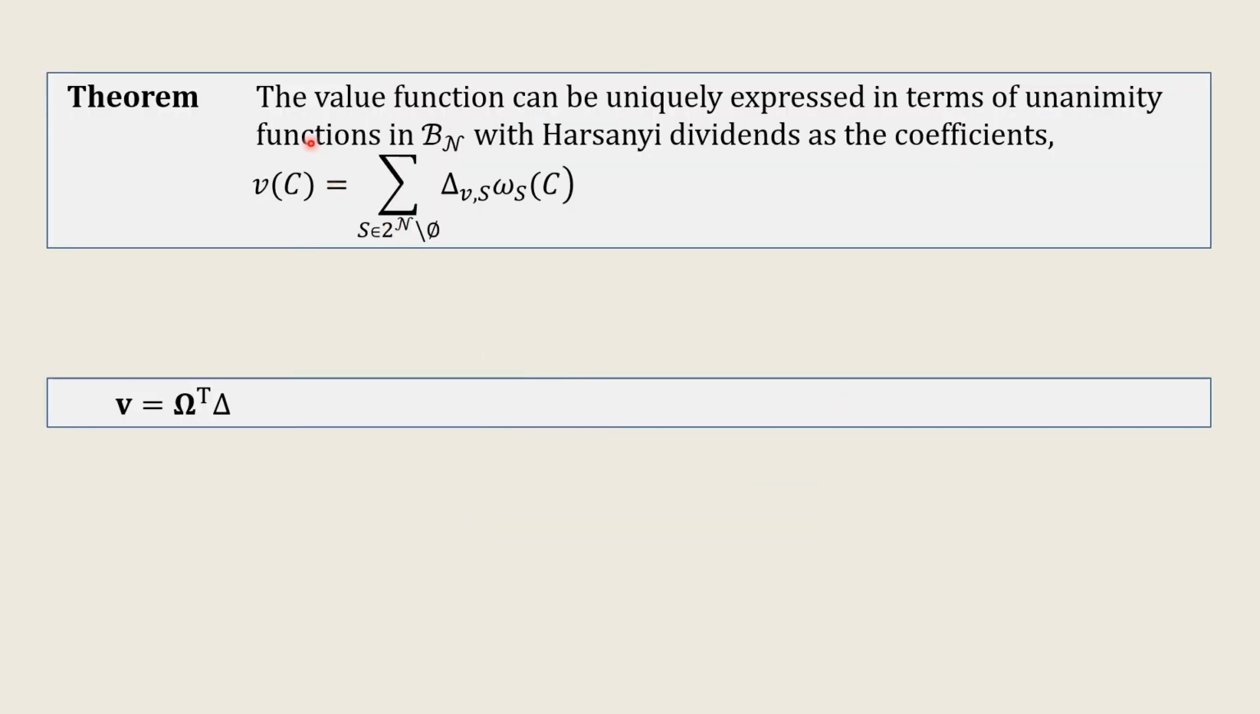We've already seen that the value function can be expressed as a linear combination of the unanimity values, and the coefficients are the deltas called the Harsanyi dividends. In vector matrix form, these are the values stored in a vector B, and omega transpose is formed out of these unanimity function values, which are all zeros and ones, and this delta is a vector of all the Harsanyi dividends.